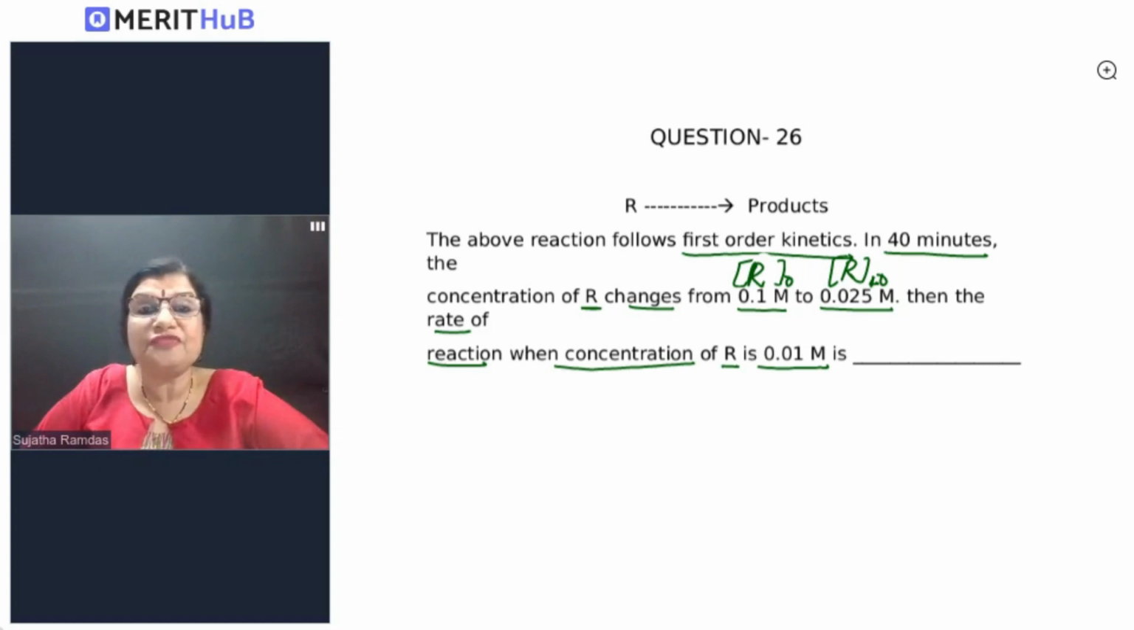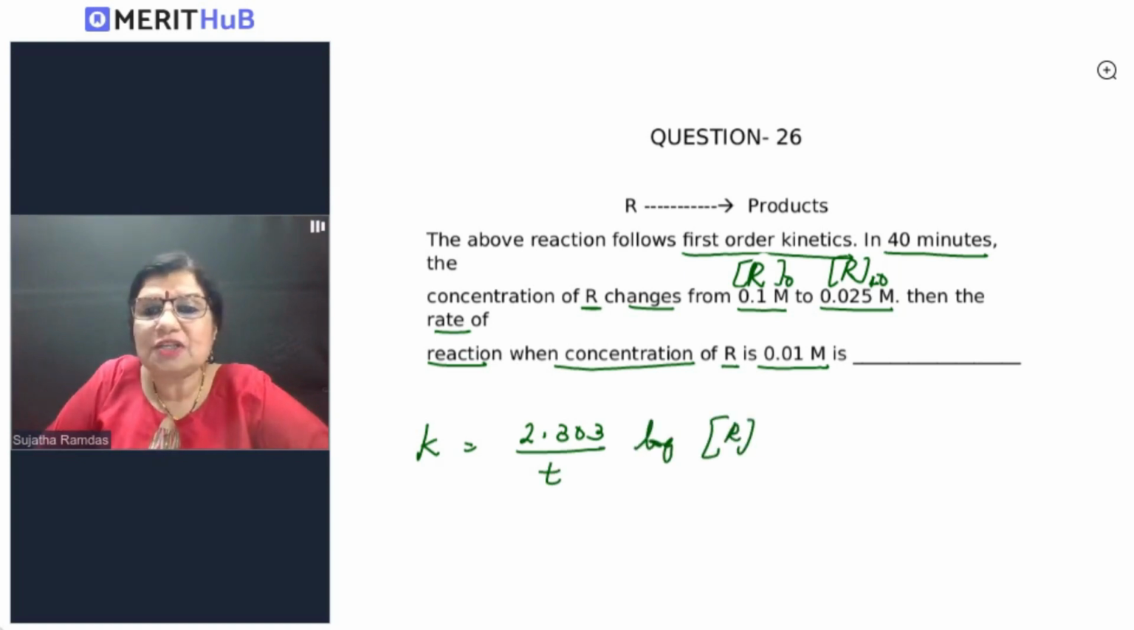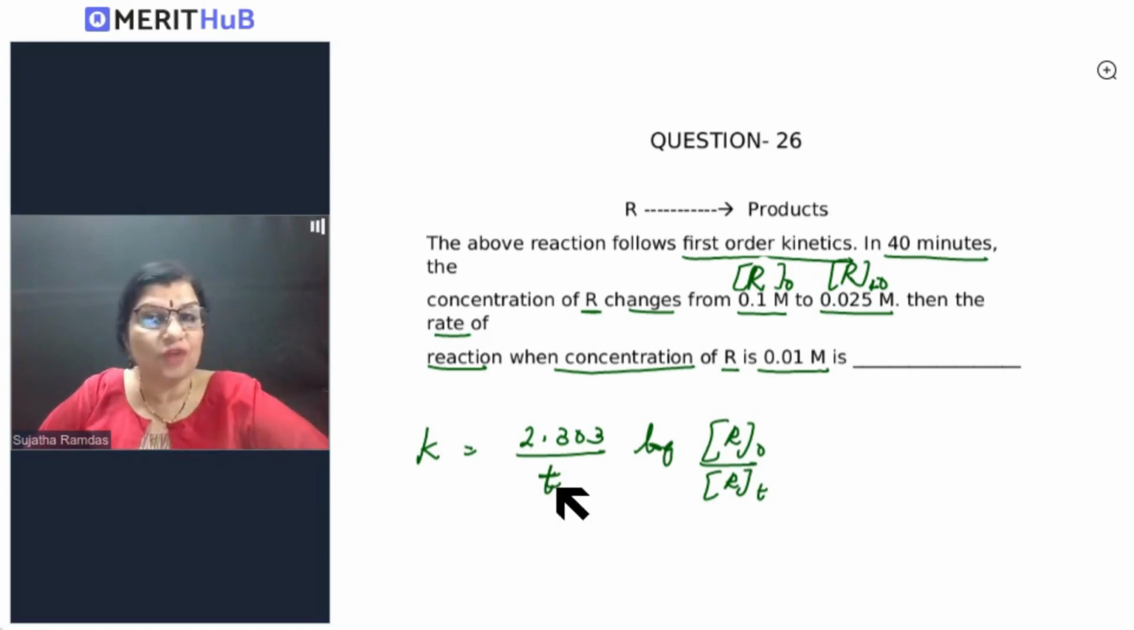The moment they say it's a first order kinetics, we should immediately think about this equation: k is equal to 2.303 by t log of initial concentration divided by concentration at time t. Okay, you are given all the information. You know the time is 40 minutes, you know the initial concentration, you know the concentration of the reactant at 40 minutes. The only unknown factor is k. Let's first find out k.